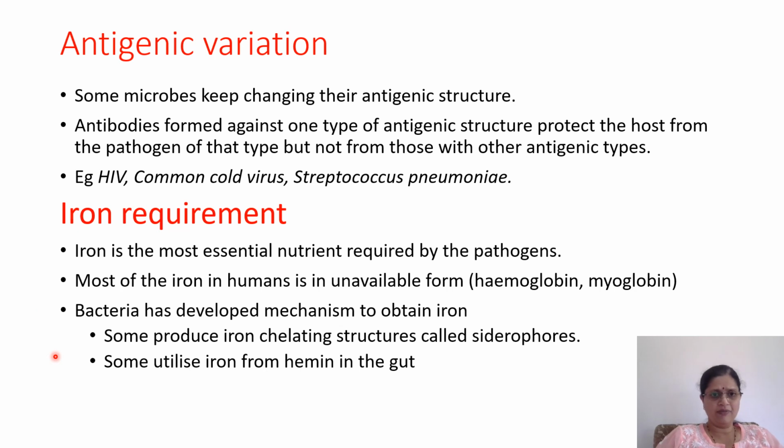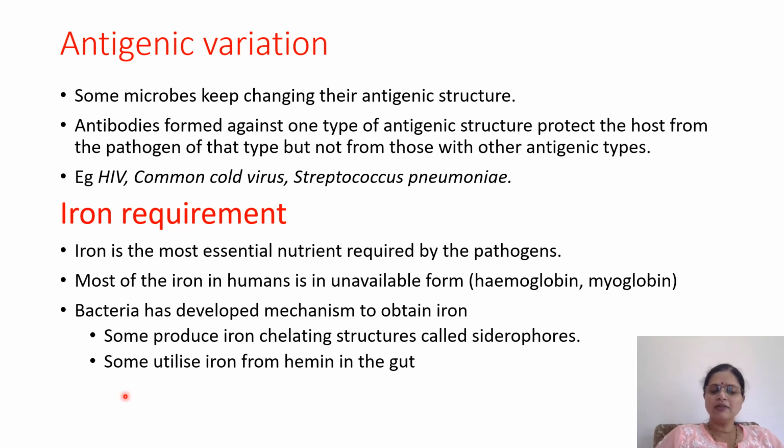So what are those special mechanisms? That is what I have mentioned here, two special ways of getting iron. One is the formation of a special substance called siderophores. Siderophores are iron chelating structures. They act like magnets. Wherever iron is present, they will specifically bind with that iron, whatever small iron is available, so that it will be available for the multiplication of the pathogen. So this is one way, formation of siderophores by some pathogens.